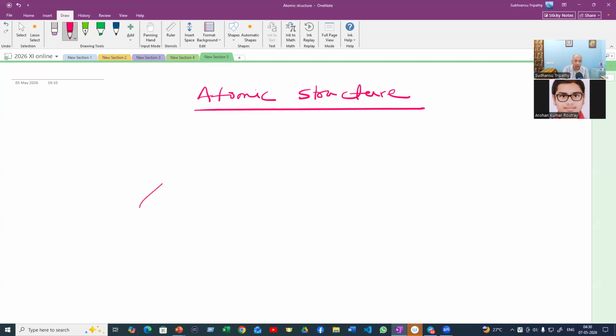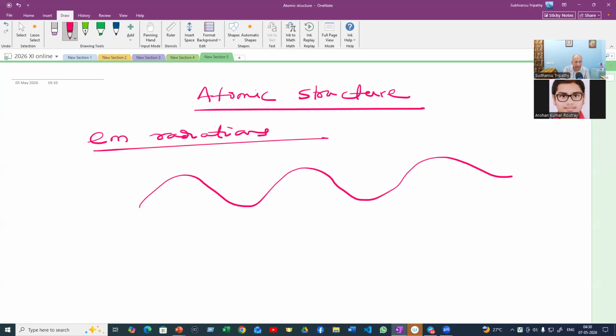Now, for that, we must recapitulate what we learn about a wave, electromagnetic wave, radiations, any transverse wave or any longitudinal wave. We are dealing with electromagnetic radiations, which are transverse waves, and every wave has a wavelength from crest to crest or from trough to trough, that is called wavelength lambda. And its usual unit here is angstrom or nanometer.